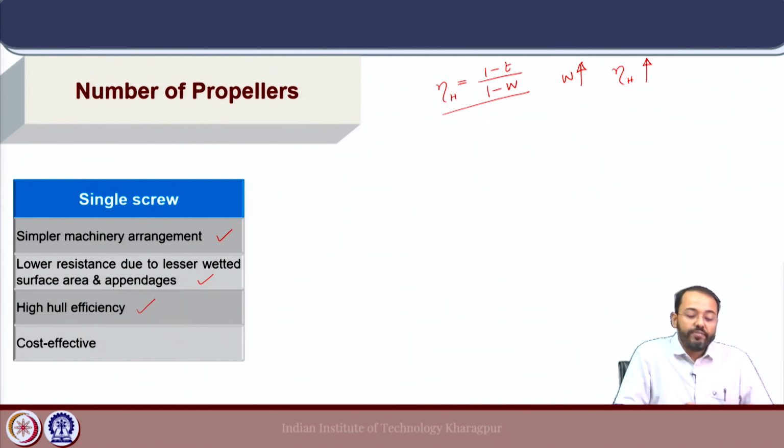The last factor here is the solution is cost effective, because we have one propeller and one set of shafting and structures and one engine. So, compared to multiple screw, it will be cost effective.